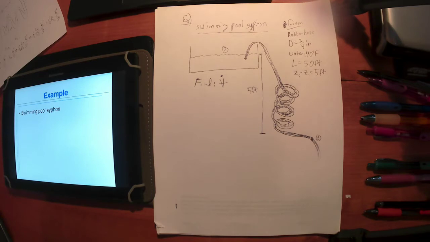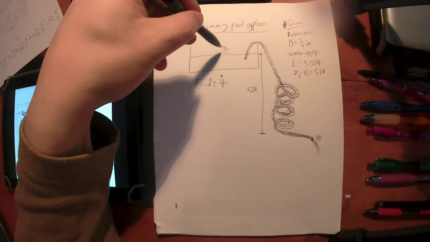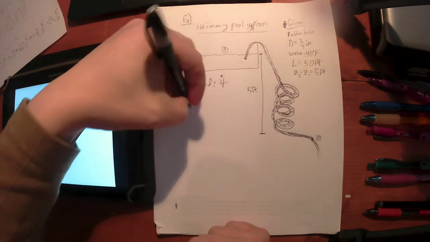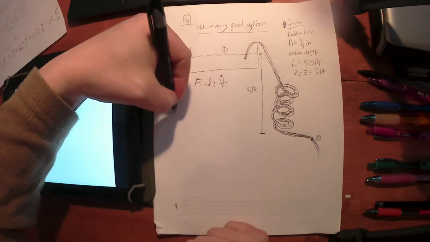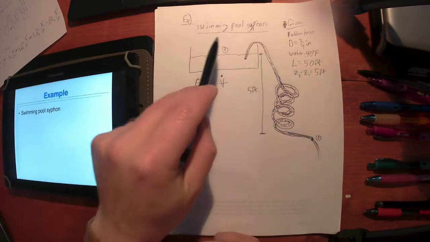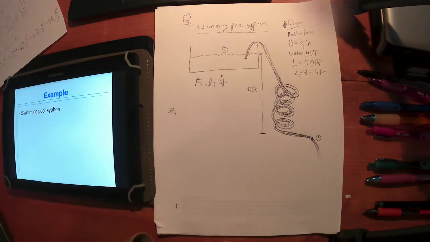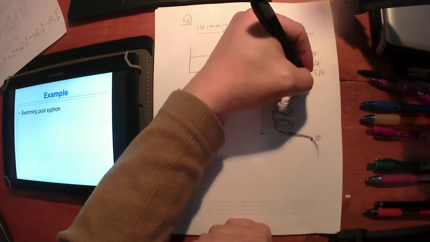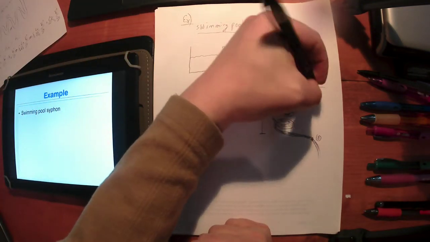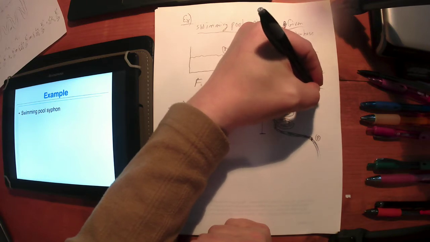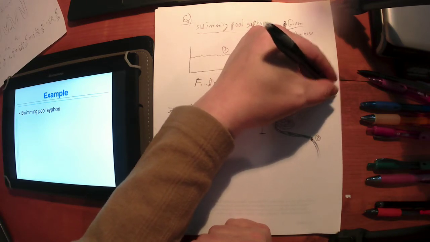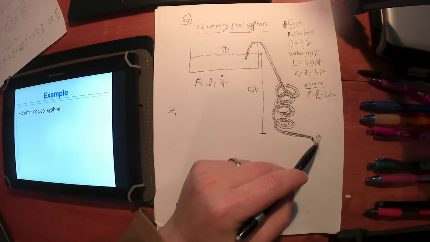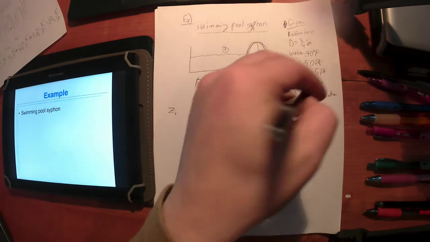Well, let's look at the energy associated with this, because that's really all that's driving this: the potential energy between this surface and the outlet down here. So I've got an elevation here. Let's say V1 is approximately 0. Let's make some assumptions here. We're going to assume P1 and P2 are both 1 atmosphere. I call 1 the surface of the fluid, the surface of the pool, and 2 the outlet.